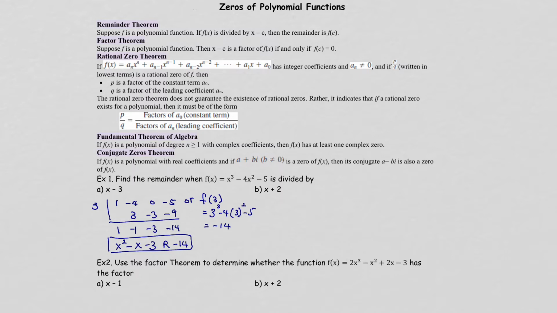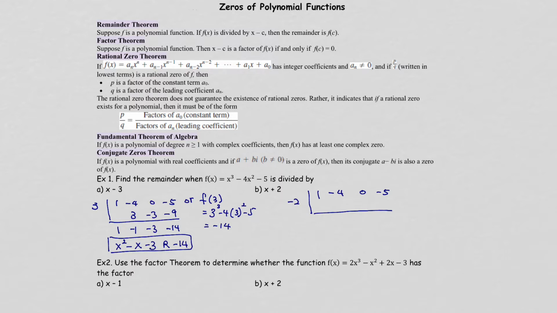Let's try the next one. Here, we're going to make sure we know how to use synthetic division and understand the remainder theorem, right? That's what we're trying to do here. So again, we're dividing this polynomial function by x plus 2. Let me write the coefficients from that polynomial function. That will be 1, negative 4, 0, negative 5. Dividing by x plus 2 this time, so it will be negative 2.